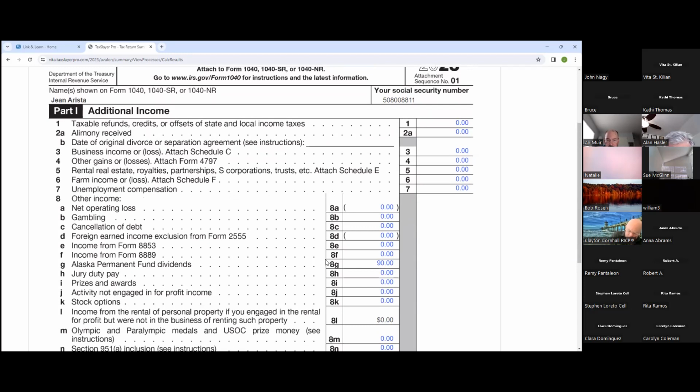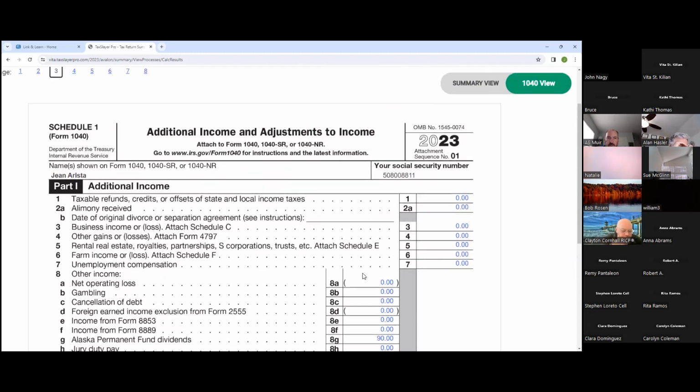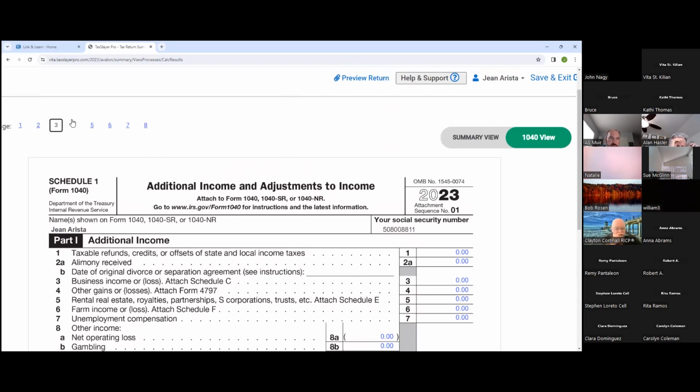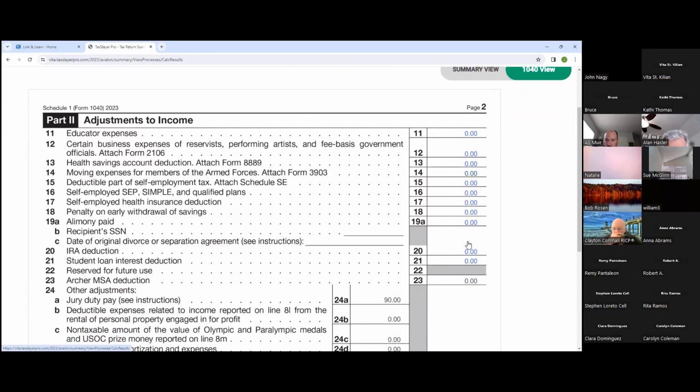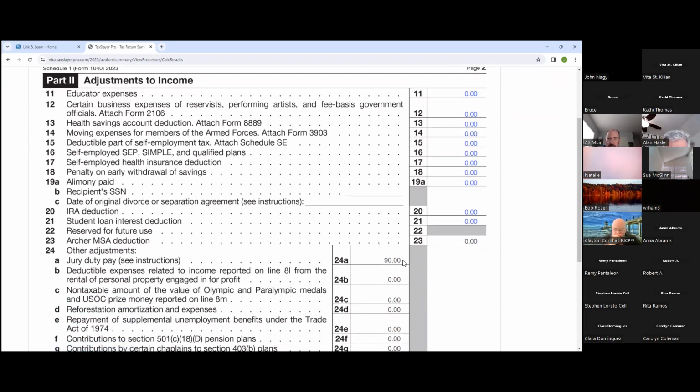There's the jury duty, which is listed on line 8G, which is incorrect. So again, this is a work in progress. That should be reflected on line H hotel for that jury duty pay, which is additional income. And then we go to our next page, which is the adjustments to income for Schedule 1. And we should have that jury duty pay amount that we put in because she remitted her check to the employer.